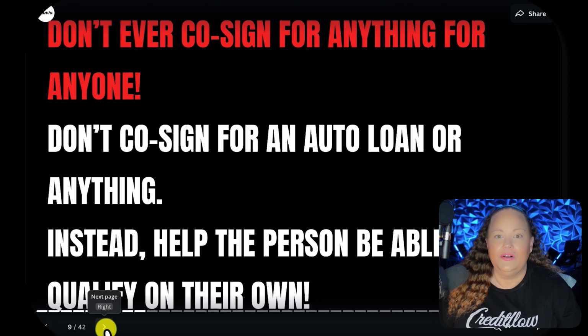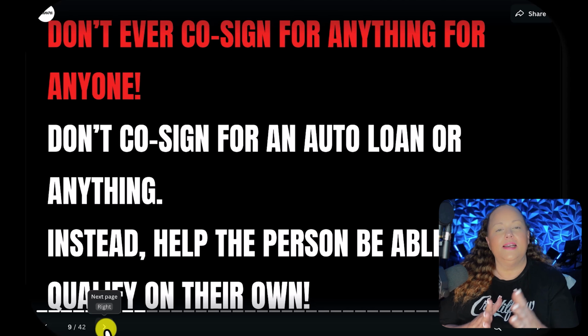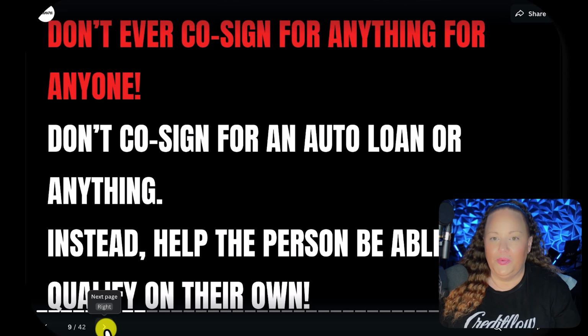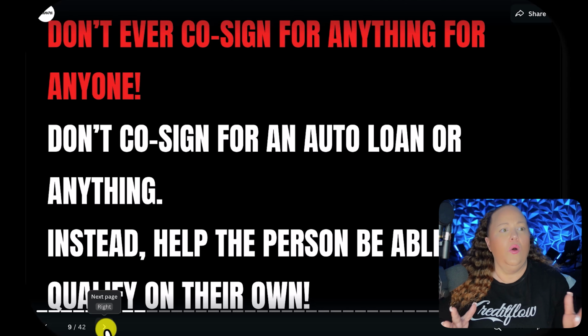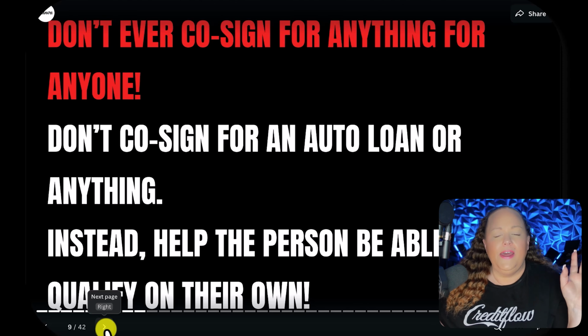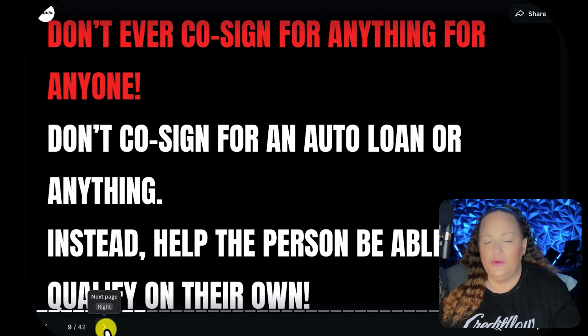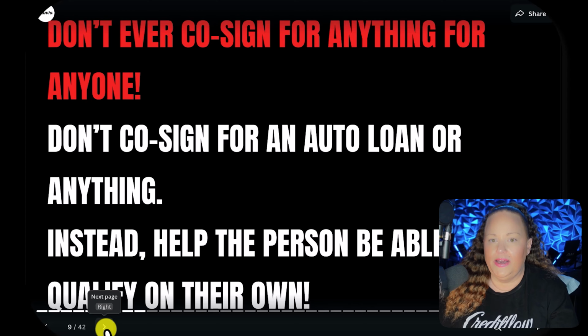Authorized user tradelines. And some people will debate me on authorized user tradelines because they'll say, oh, they don't matter anymore. They have no bearing on FICO 10. They have no bearing on FICO nowadays.